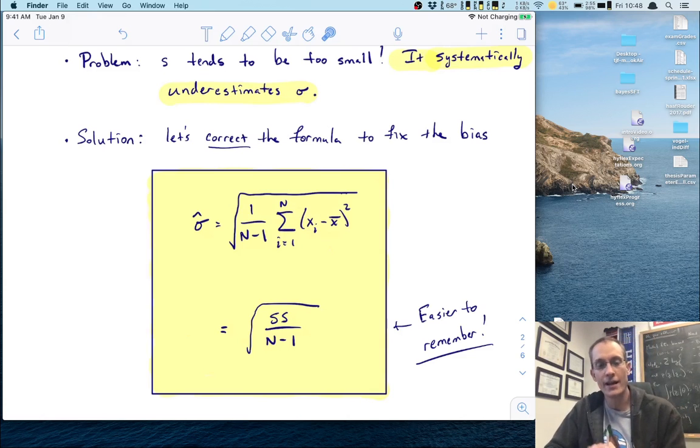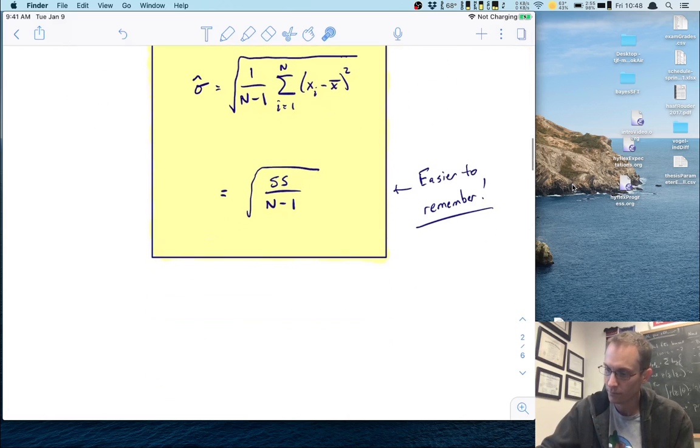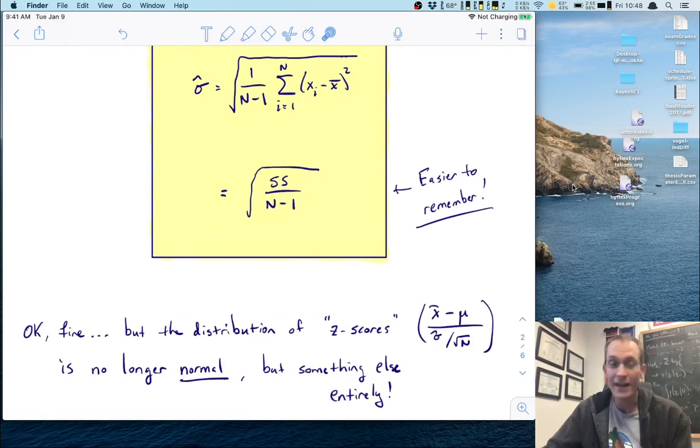And it turns out, and I'm not going to get into the mathematics here, but it turns out that that's all you need to do to fix the bias in computing or estimating the standard deviation. Okay, fine. All right, so we can do that. We'll do that in our example here in just a second. But there's another problem that comes from this.